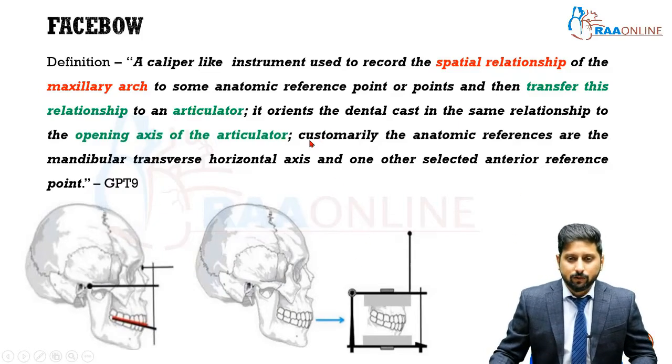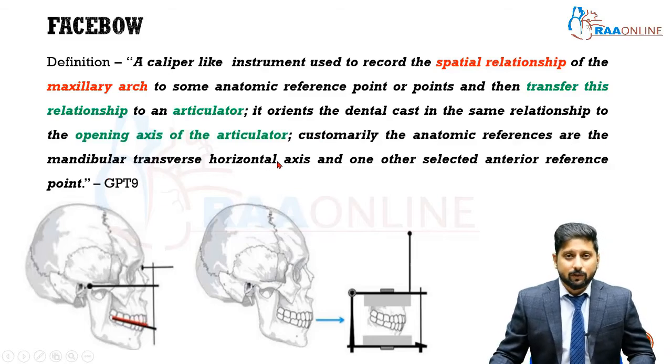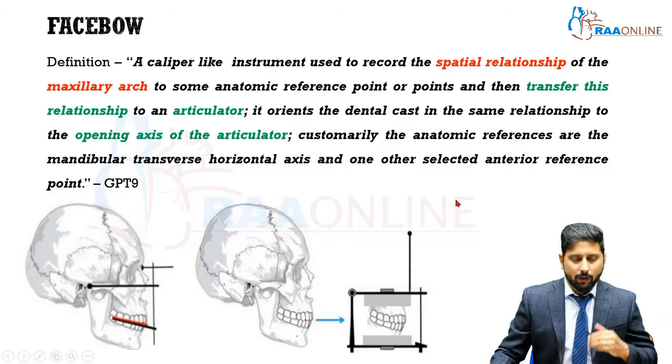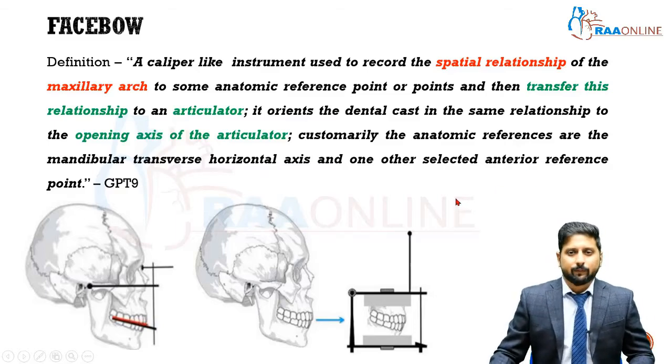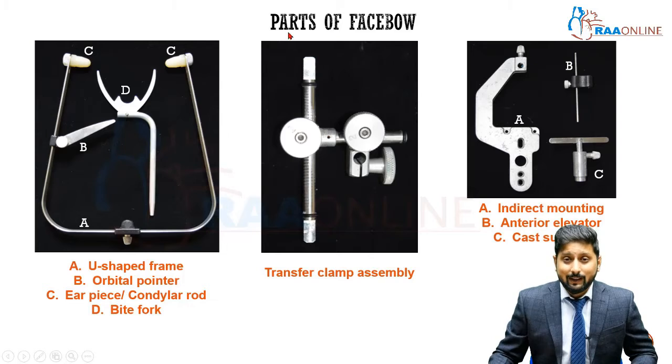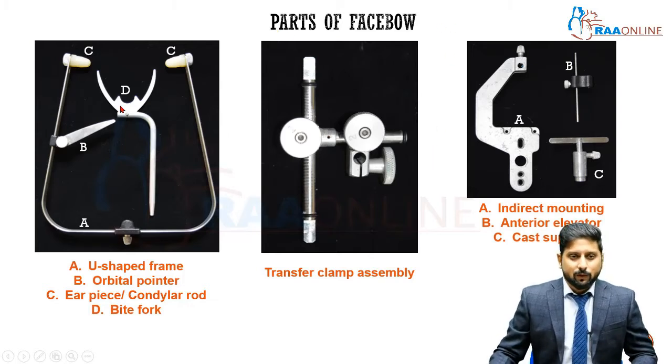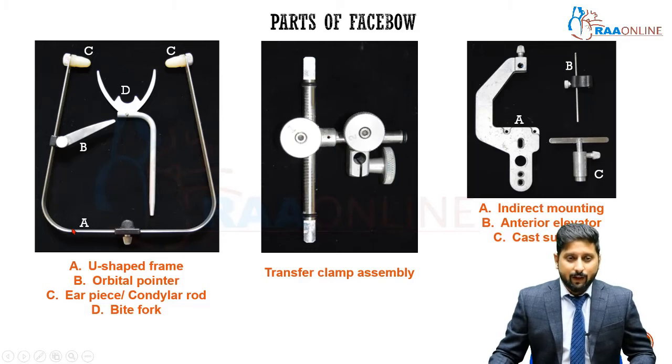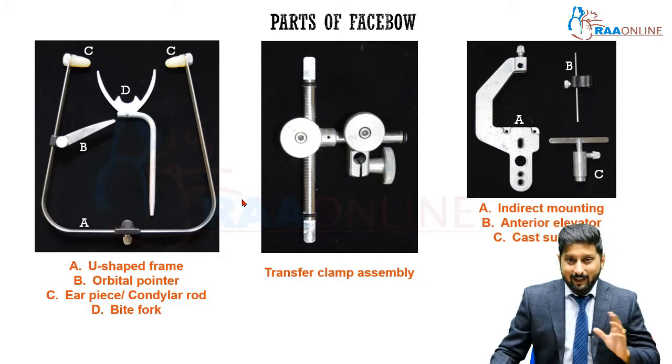Okay. So customarily, like I told you, the anatomic references are the mandibular transverse horizontal axis, that is the terminal hinge axis, and one other selected anterior reference point, which I will be explaining further on. So let us look at the parts of a face bow. The face bow will usually have a U-shaped frame. Okay, this is a U-shaped frame. This is the framework to which all the other parts are going to get attached.